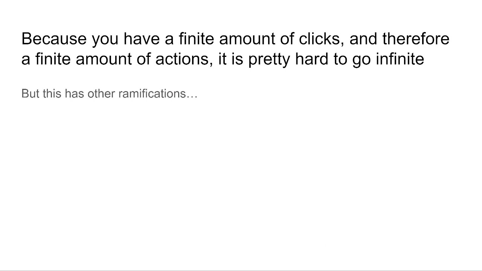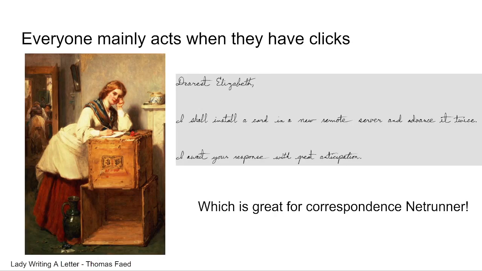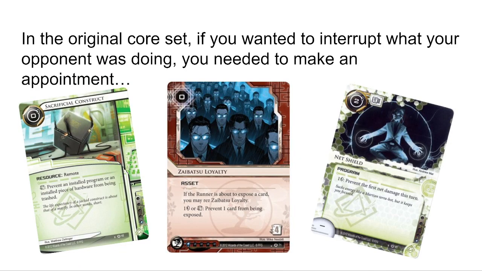There are other ramifications to this, of course. It makes it really good for correspondence Netrunner because everybody mainly acts when they have clicks. Now, there were a few exceptions to that in the original core set, but they were really rare. If you wanted to do something on the runner's turn, if you're the corp, or the corp's turn when you're the runner, you had to have a card that had a special ability that says, hey, hold on, everybody. I've got a thing I want to do.